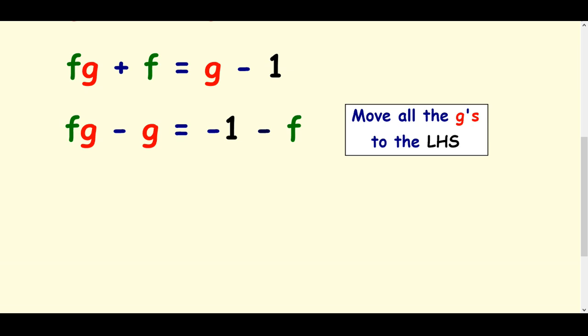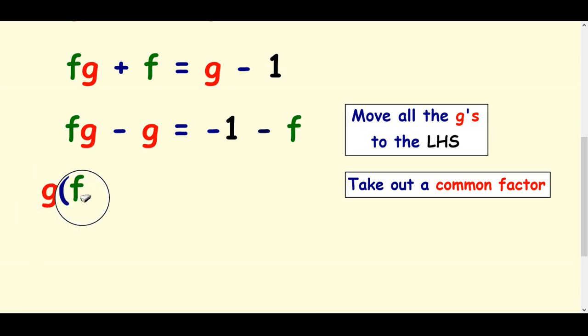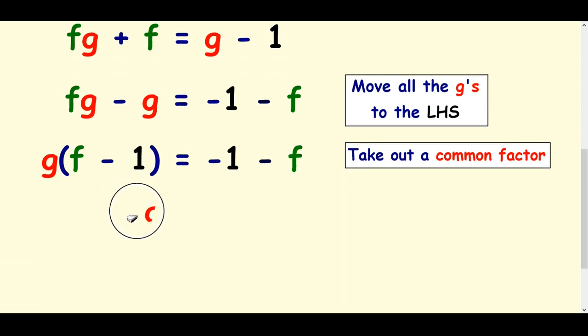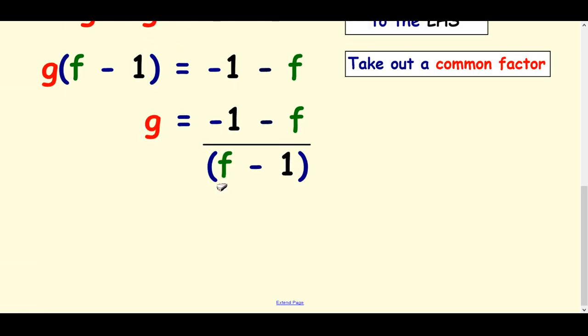Right, again, similar. Take out the common factor. So you can notice here the common factor is going to be g. It's going to be f minus 1. We've got this on the other side. We're nearly finished at this point. To get g on its own, you can divide by the f minus 1 all at the same time. So f minus 1 there. Now you could leave it here. I'm just going to do a wee tidy up stage.